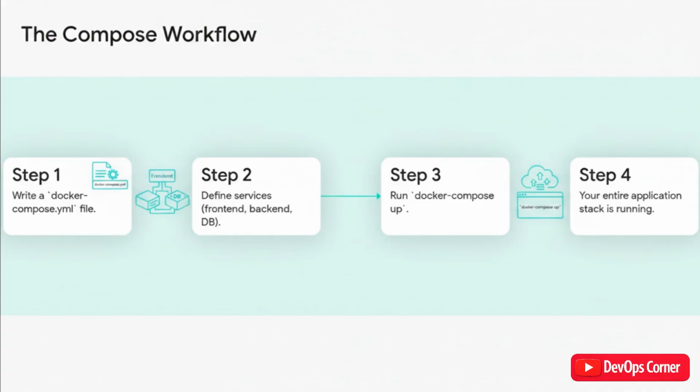And the workflow? Oh, it is a breath of fresh air. It's this simple. First, you create one file, docker-compose.yaml. Inside, you just define your services. Maybe a front end, a back end, a database. You tell it what image to use for each, the ports, any dependencies, and then the magic. You just go to your terminal and type one command, docker compose up. And that's it. Docker Compose reads your file, creates the network for you, pulls the images, and starts everything up in the right order. Your entire application stack is up and running, just like that.